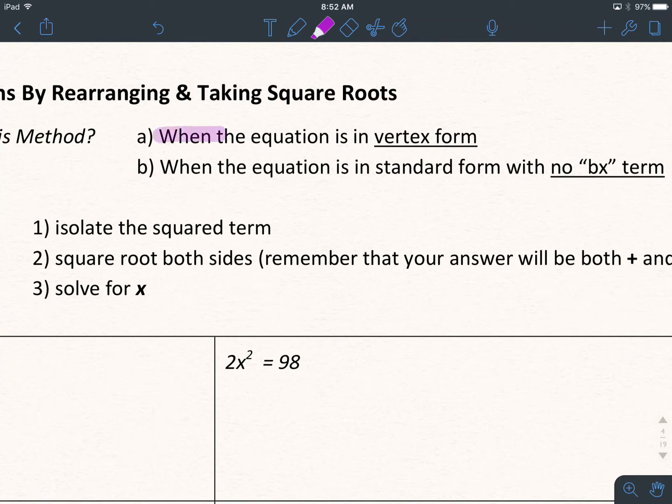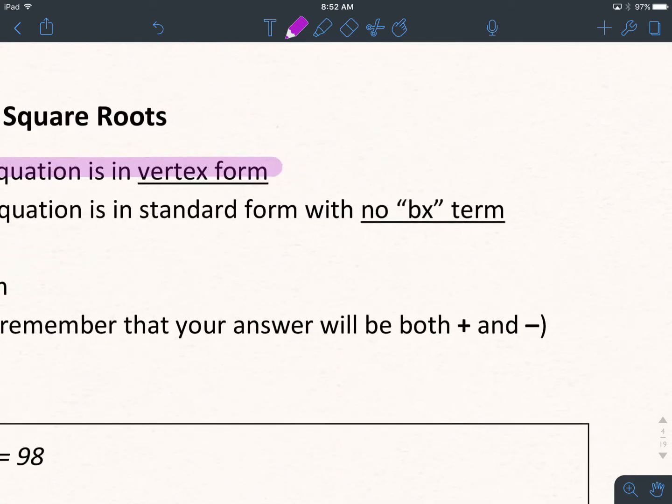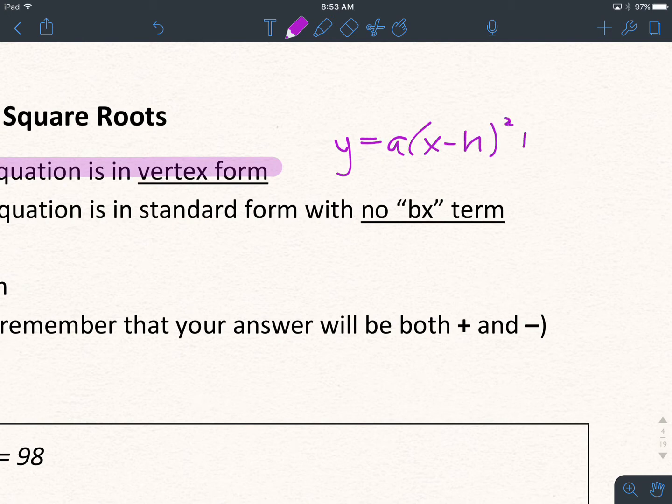First is when the equation is in vertex form. So we're familiar with vertex form. Vertex form looks like this: y equals a(x minus h) all squared plus k. The reason that we would choose to use rearranging and square rooting when we have vertex form is because our variable that we would be looking to solve is in one spot only. It's nestled inside this bracket. When we have x's in multiple places, it's much harder to use rearranging and square rooting as a method of finding solutions. So this is one of them.